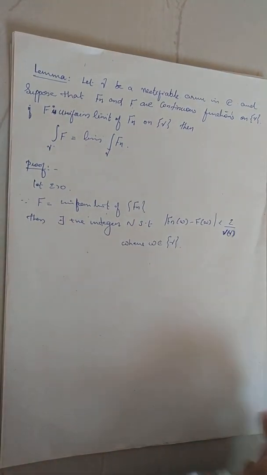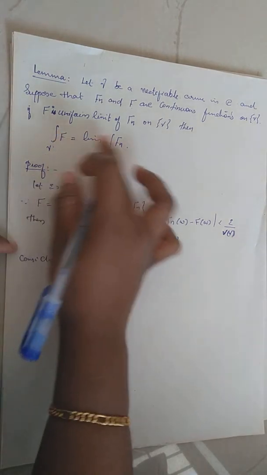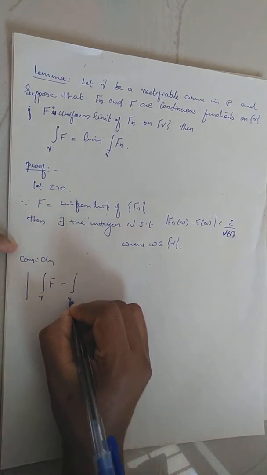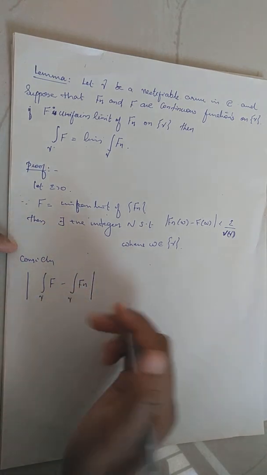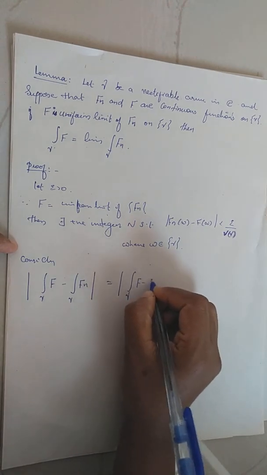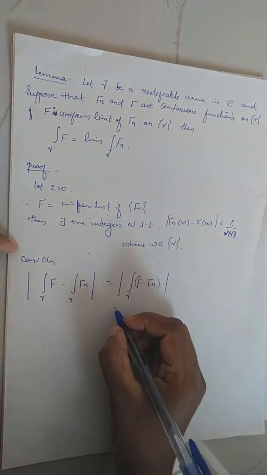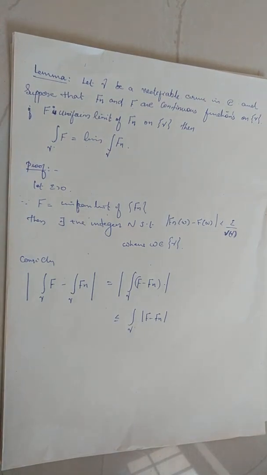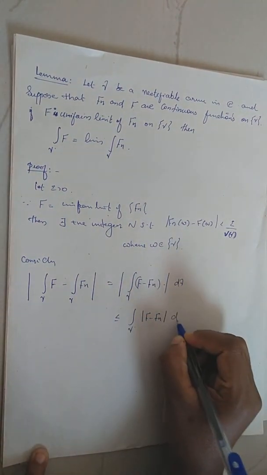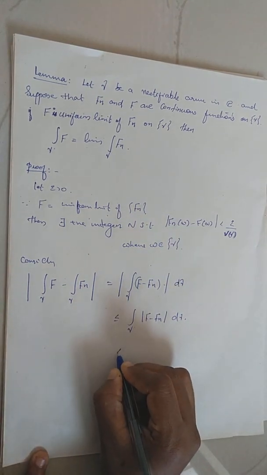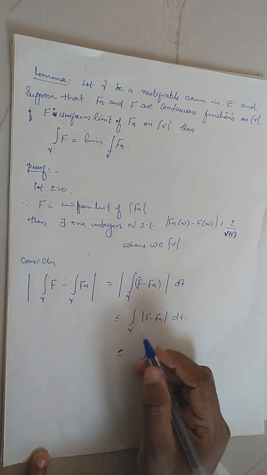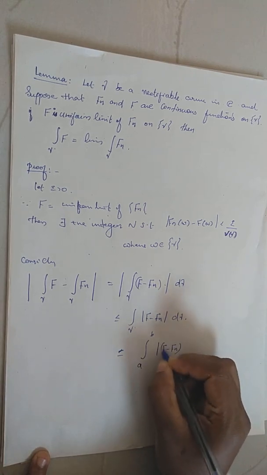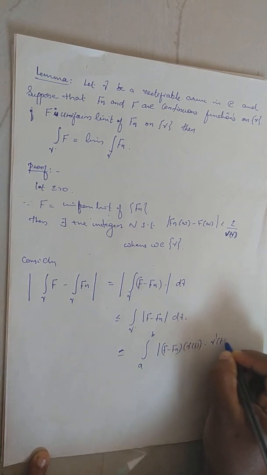Okay, ready? Now consider the difference between these two integral values. So modulus of the integral over gamma of f minus the integral over gamma of fn. I consider the difference between them, which is equal to modulus of the integral over gamma of f minus fn, which is less than or equal to the integral over gamma of mod f minus fn. Actually here it is with respect to d gamma. And this will be equal to the integral from a to b, the limits of gamma, modulus of f minus fn of gamma of t, times gamma dash of t dt.